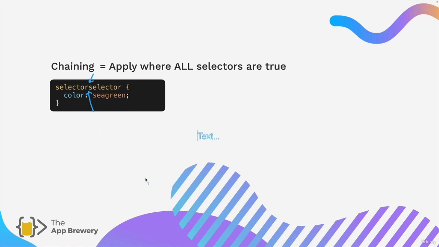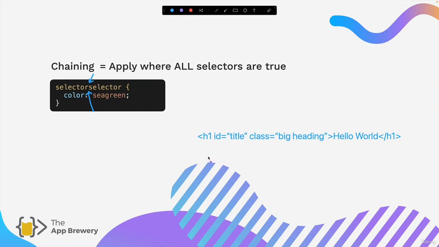So what this might look like is, let's say you had an H1, and this H1 also has some other attributes. Maybe it's got an ID of title. Maybe it's also got a class that's equal to big and heading. It's got two classes applied, one ID, and it's also an H1 element. If we had a whole bunch of other elements in our code, which also had the same ID or the same class, then we can use this chaining method to be really, really specific. That is the purpose of chaining.